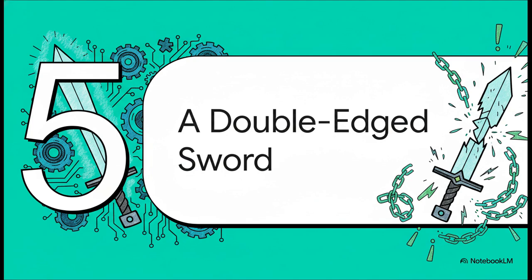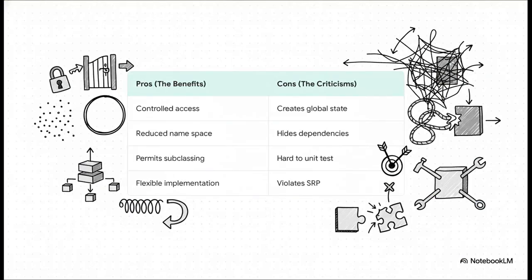So now we get to the heart of the great debate. Why is a pattern that's so clever also so controversial? Well, it turns out the very features that make the singleton so powerful are also the exact source of all the modern criticism against it. So on the one hand, you have the benefits listed in the book, and they're clear. You get controlled access, it's way cleaner than a plain old global variable, and it's more flexible than a static class because you can do things like subclassing.